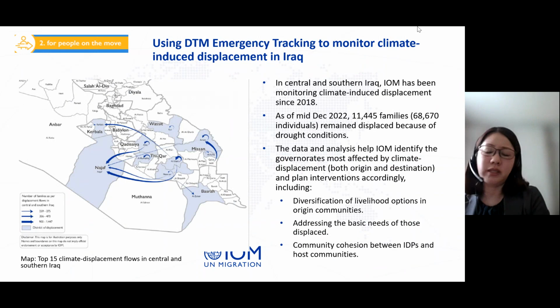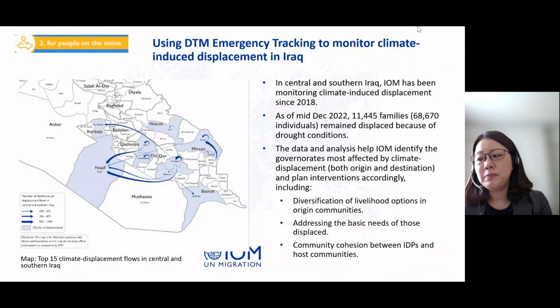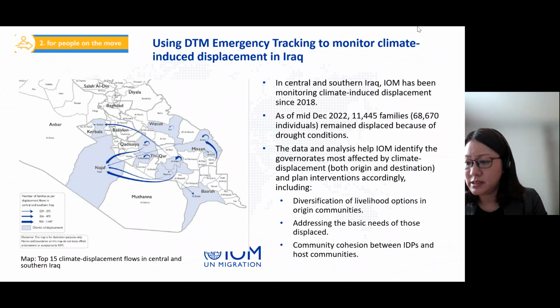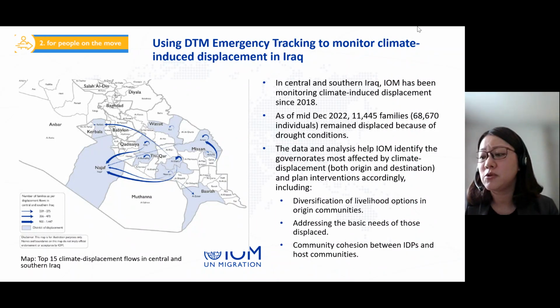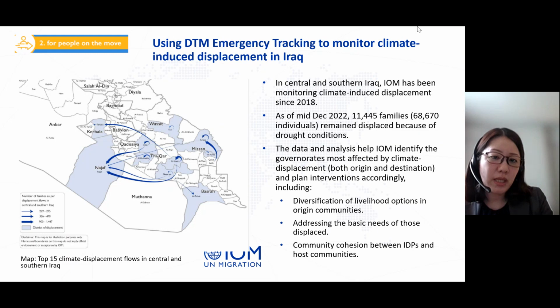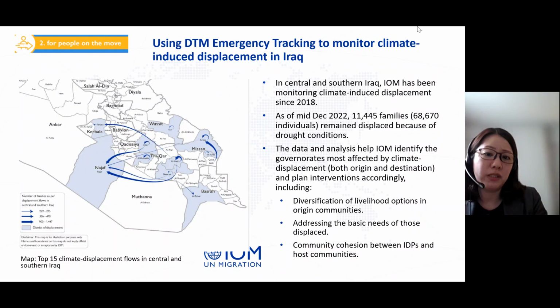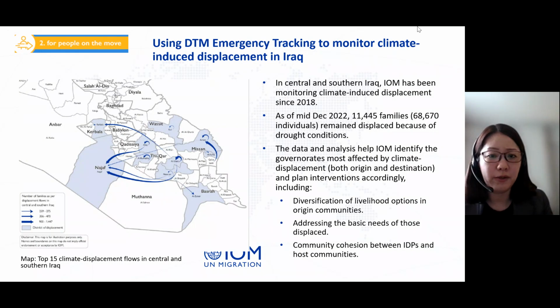The second example is from Iraq. In Iraq, since 2018, IOM has been tracking climate-induced displacement across the 10 governorates, particularly the displacement caused by drought conditions. As of mid-December last year, over 68,000 people remain displaced because of drought. Many of those displaced are already impacted by the years of conflict unfolding in Iraq, so their pre-existing vulnerability because of the conflict has limited their coping capacity against the drought.